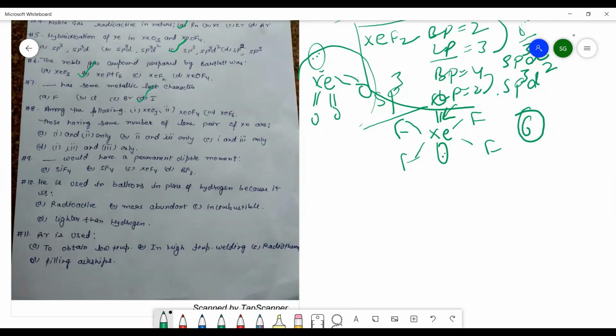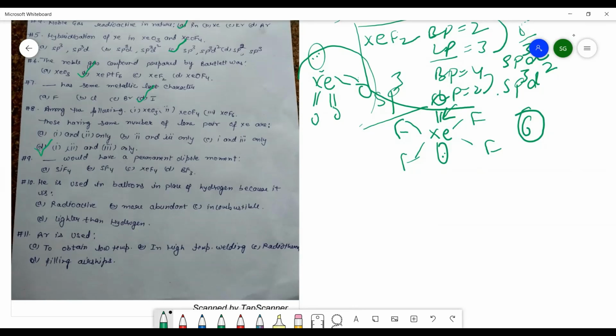Now question number 8: among the following XeO3, these 3 compounds are given to you. These have the same number of lone pairs of electrons on xenon. You have to calculate the number of electrons and you will find that D option is correct. So you have to find out the number of lone pairs of electrons among these. I have explained earlier how you can calculate the number of lone pairs of electrons.